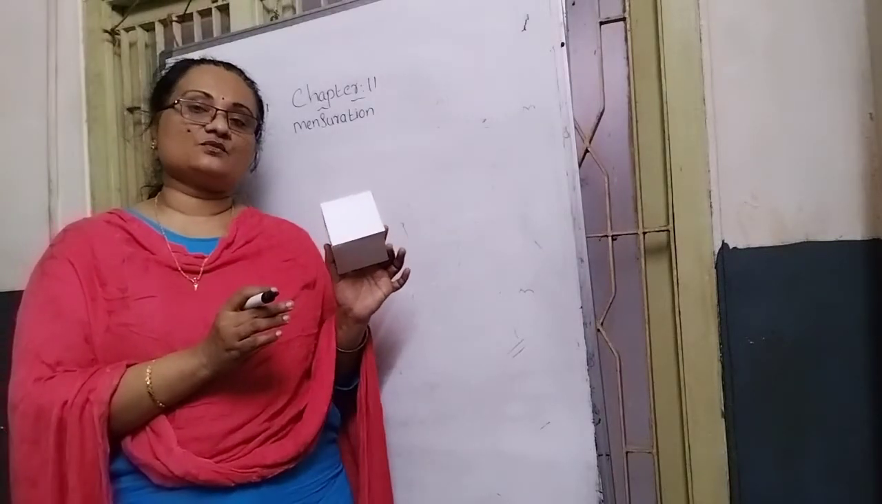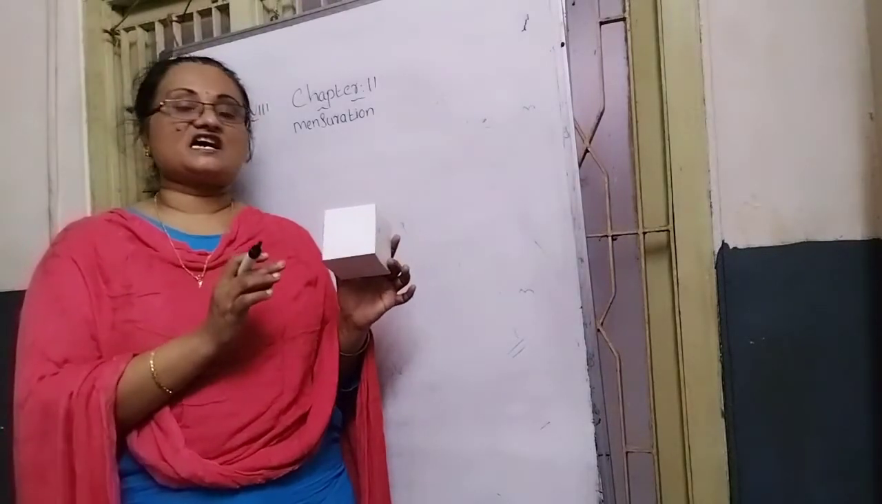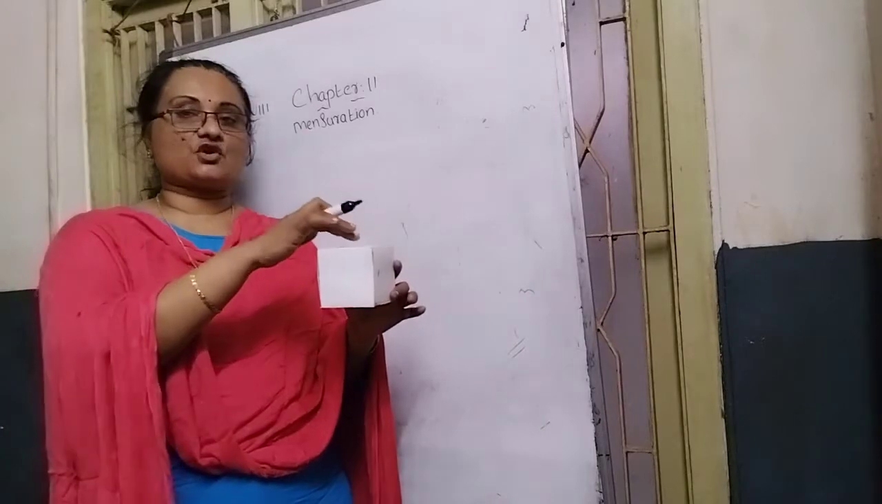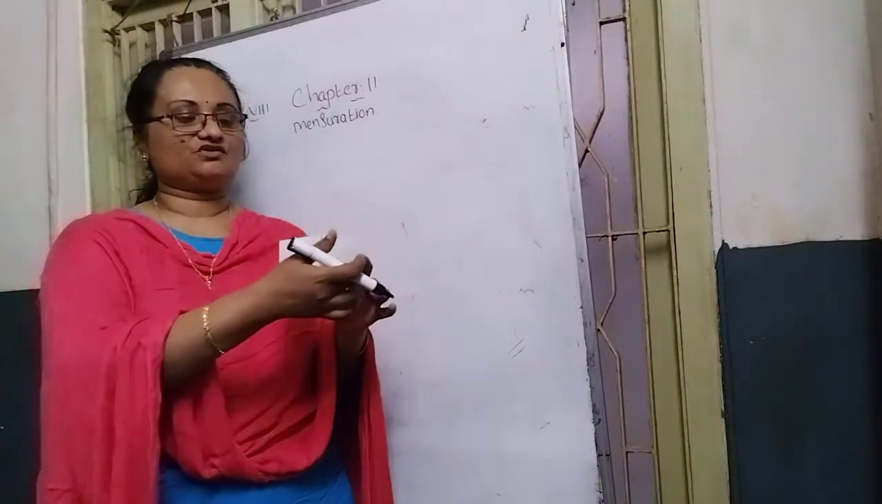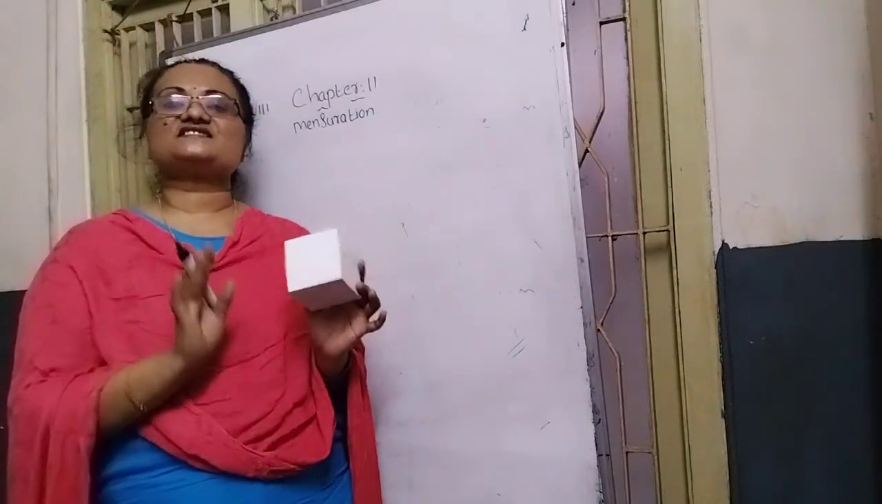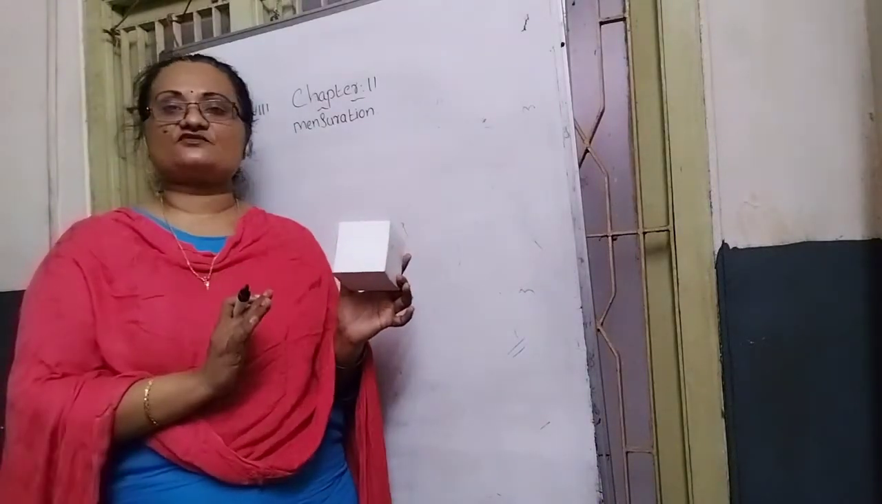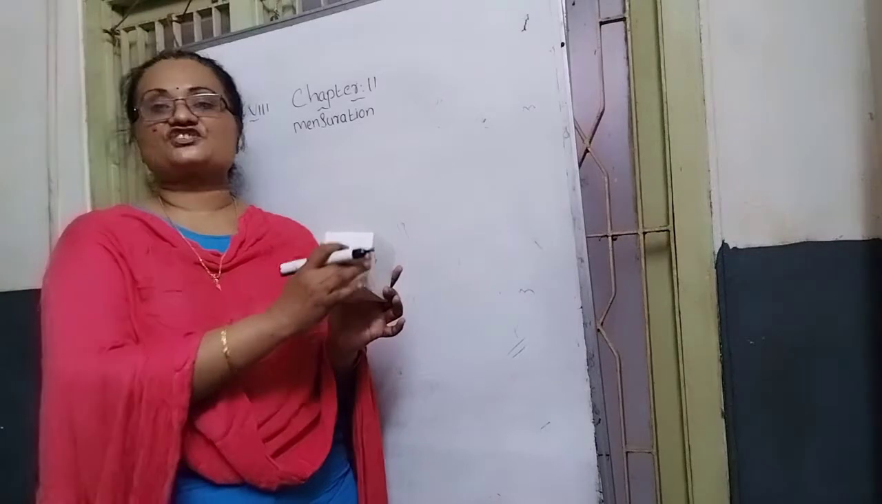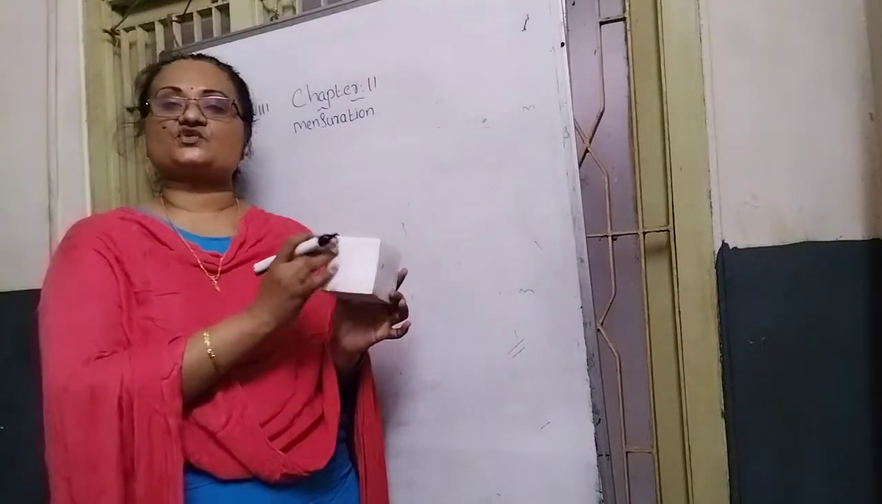How many faces does a cube have? It has 6 faces, top and bottom. 1, 2, 3, 4, 5, 6. Total how many faces? 6 faces. Each face is in which shape? Square shape. Each face is a square.